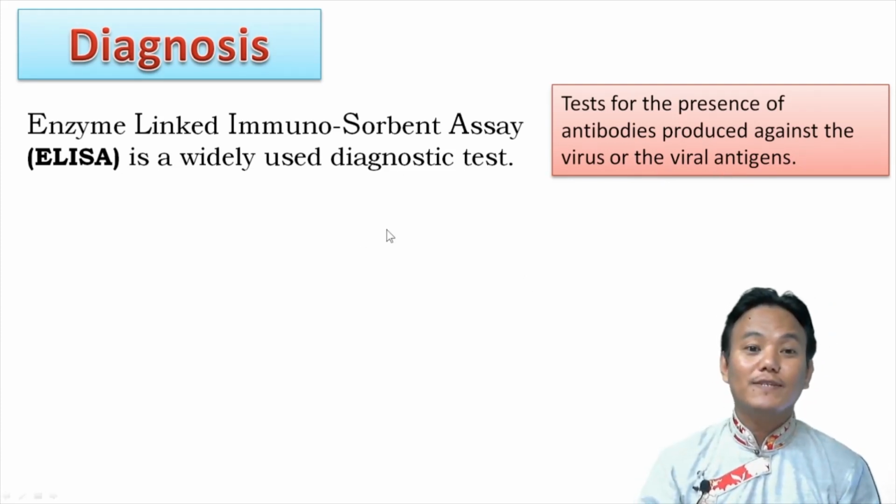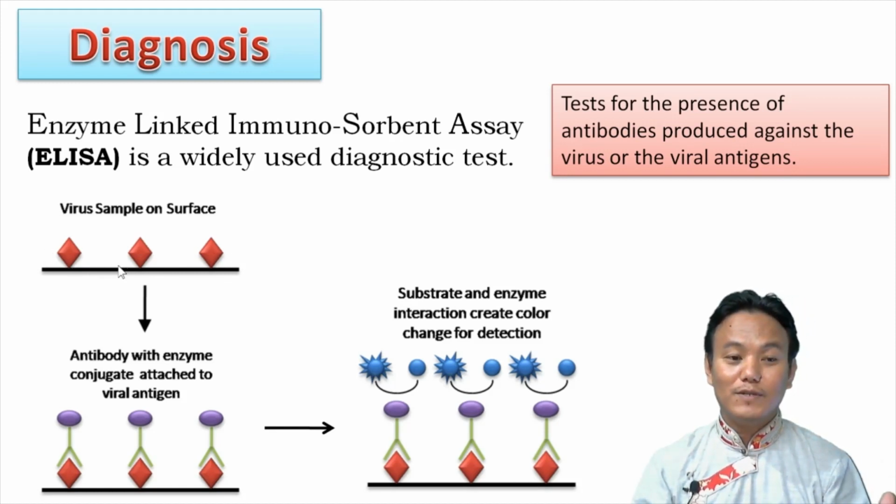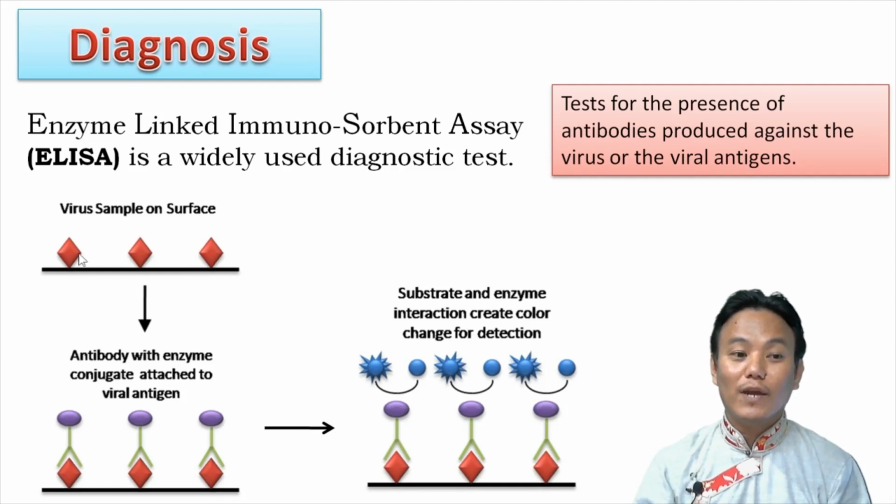There are different types of ELISA. Here I have shown you the example of direct ELISA, in which a surface is coated with a sample. Let's say we take the blood of a suspected person, then we coat the blood onto the surface, and if there is a virus present, the virus will also get coated on this particular surface. Then we introduce an antibody which is conjugated, or linked, to an enzyme. You can see the enzyme linked. This antibody reacts specifically with the virus particle, and it will bind there.